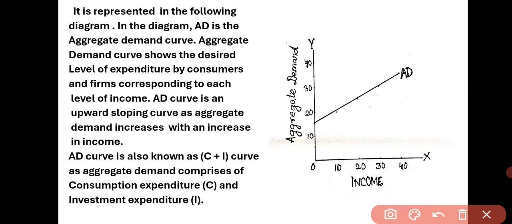So this is all about aggregate demand. Briefly, we have discussed what aggregate demand is. Aggregate demand is nothing but the total expenditure made on goods and services during a given period, right. It mainly depends on income level. When income level in an economy increases, aggregate demand also increases.